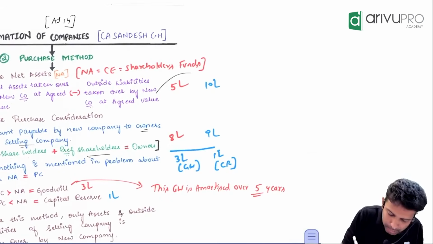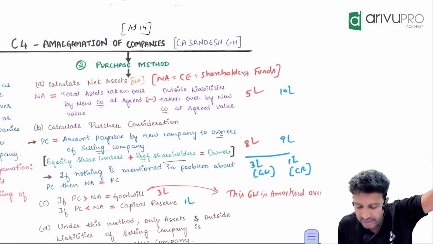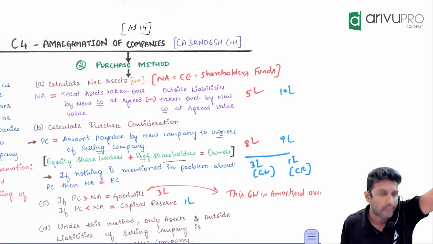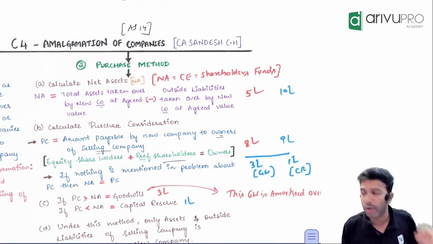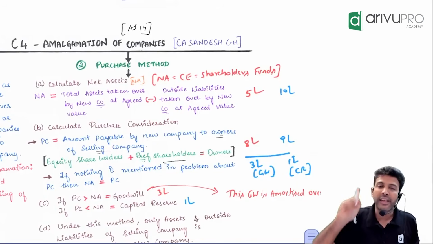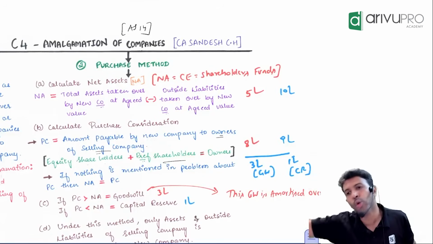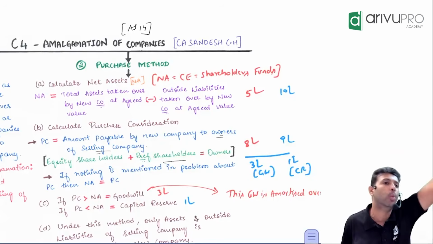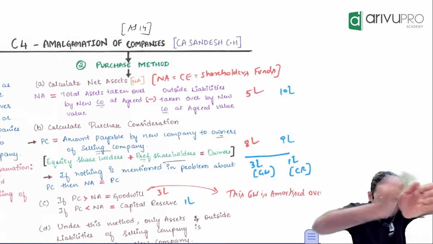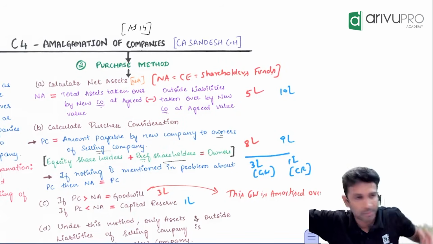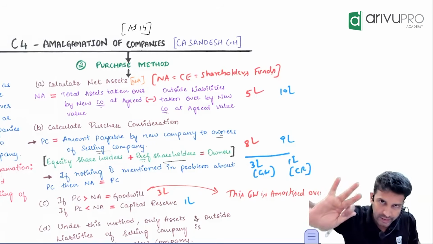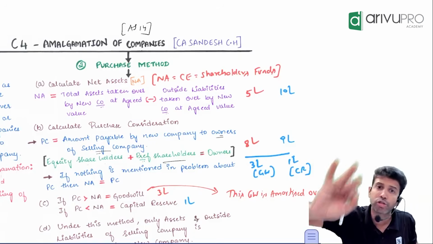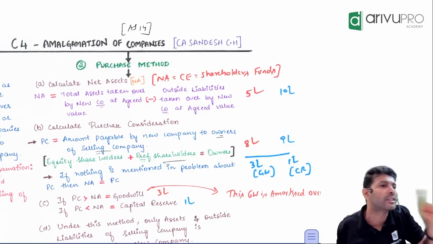Now, coming back to these numbers, I'll tell you once again. Net assets, I've assumed to be 5 lakh. Purchase consideration, I've assumed to be 8 lakh. Who will pay to whom? The purchasing company will pay to the selling company. And the method, purchase method or merger method, is relevant only for one company, which is the purchasing company.